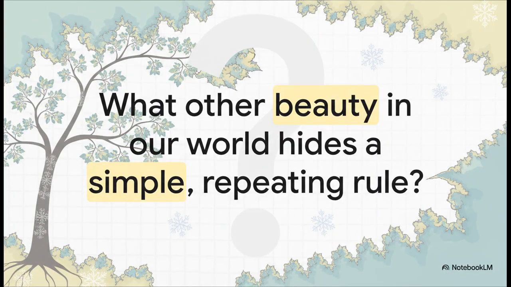We've seen how one tiny repeating rule can spawn infinite complexity and even break our basic ideas about what dimension means. It really makes you wonder, doesn't it? What other complex, beautiful things in the world around us are just hiding a simple repeating rule?